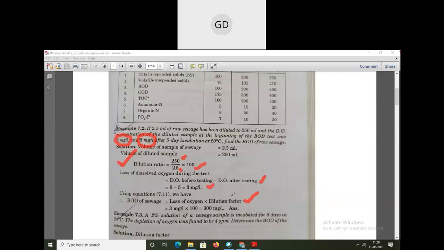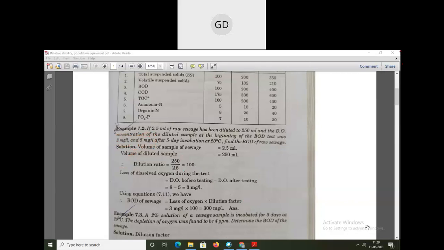So now you just put it in the formula. It's very simple. BOD of sewage is equal to loss of oxygen multiplied by dilution factor. After multiplying both, you will get 300 milligram per liter. Okay, I hope this numerical is clear to you. Not that tough. Okay, a similar kind of numerical is there again.